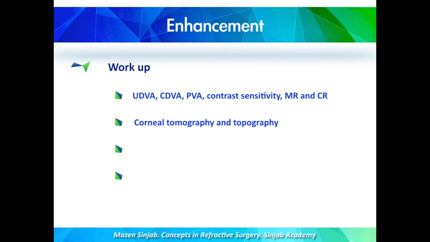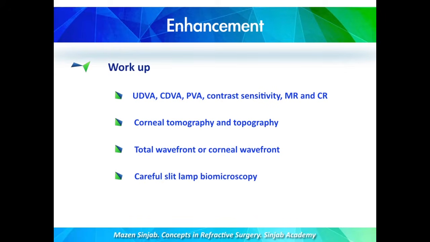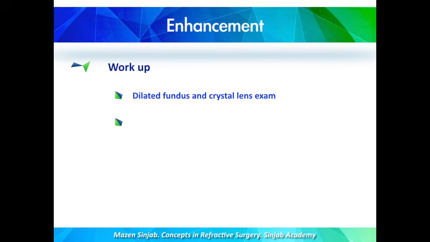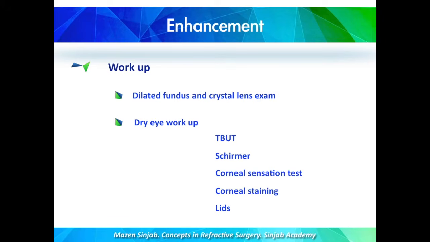We have to do corneal tomography and topography. Topography is more important than tomography, especially in cases of irregularities or corneal opacities. We have to do total wavefront if available, or at least corneal wavefront. Careful slit lamp biomicroscopy is very important. We have to do a dilated fundus and crystalline lens exam. Dry eye workup is very important. We have to do it in every case for enhancement.